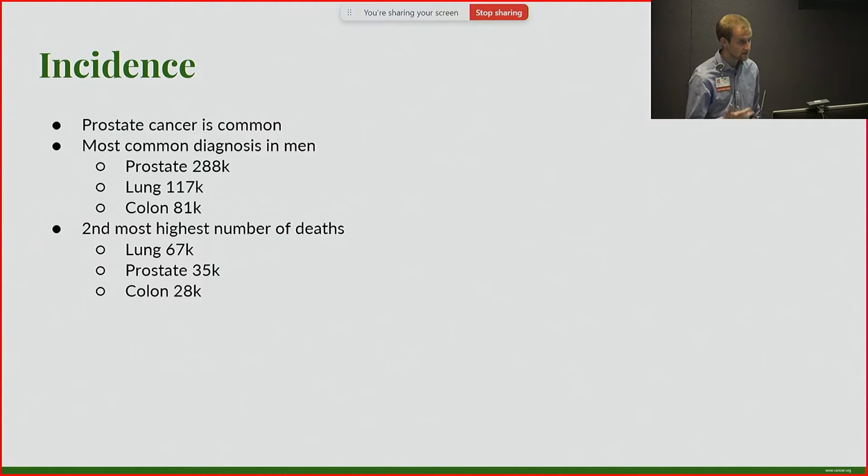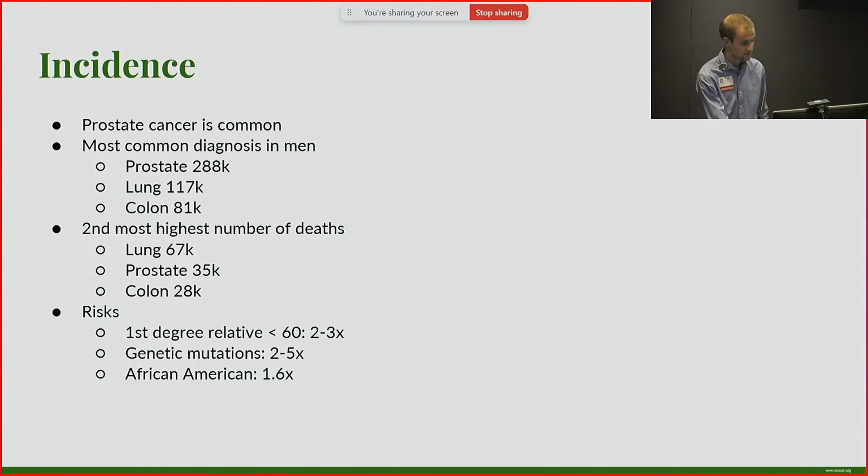And it is still the second highest in lethality and number of deaths as far as cancers go. So it's definitely lagging behind lung, almost half, but still a lot of men dying of prostate cancer. And so what puts you at risk? Having a first-degree relative, especially a younger first-degree relative under the age of 60, having a genetic mutation that has been previously identified, or being of African-American descent, all puts you at higher risk for development of prostate cancer.